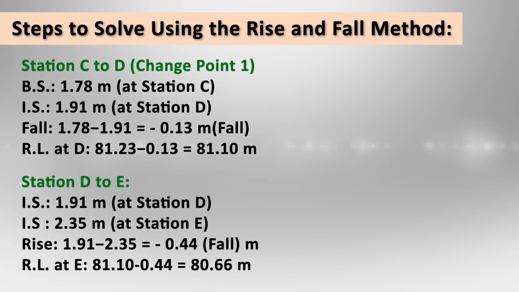Moving on from station D to E, intermediate side is 1.91 meters, and again intermediate side has been given as 2.35 meter. So, we will subtract 1.91 meters minus 2.35 meters. Again it will give a negative value of 0.44 meter, that represents fall. So, reduced level at E would be 81.10 minus 0.44 which will be equal to 80.66 meter.